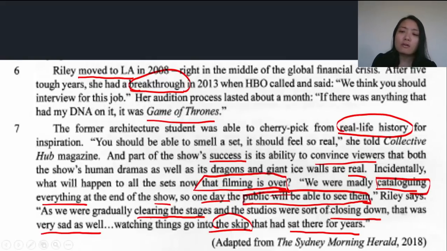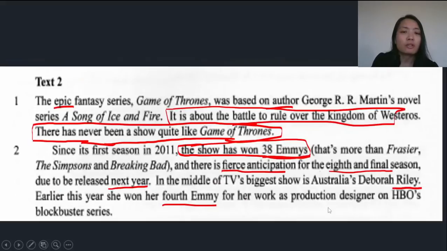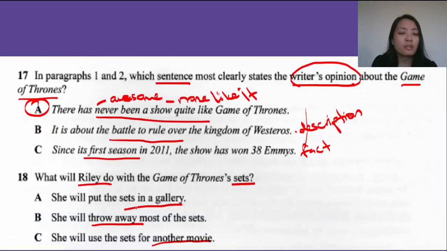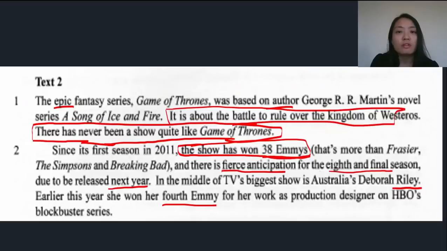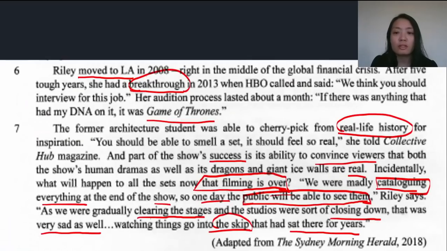Alright, so this sounds like that part of the answer here. She'll put it into a gallery. So this one maybe be an answer lah. Alright, doesn't say that she's going to throw it away yet. Doesn't say that she's going to use it for another movie. But before you choose the answer, don't fall into the trap. Read further. Okay, so she wants the public to see them.